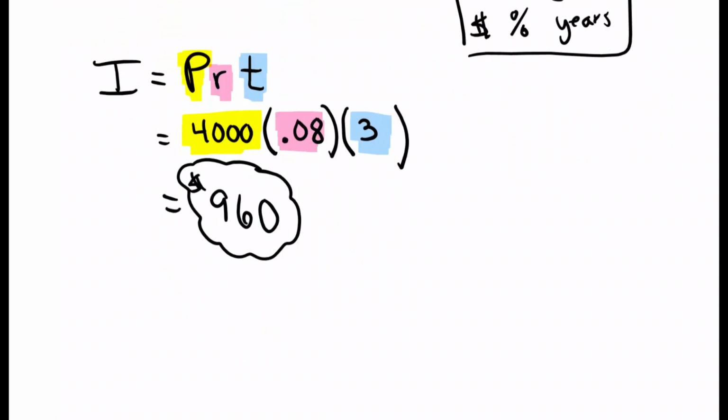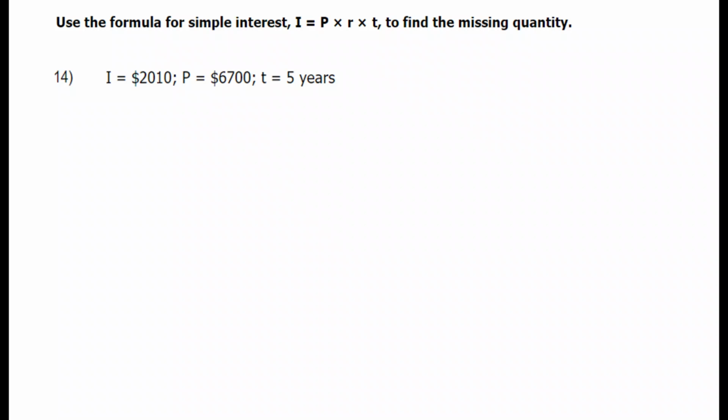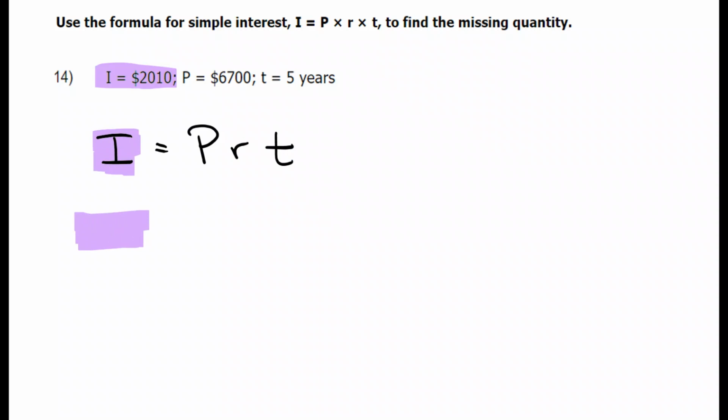Now that's number 13. 14 has the same directions. Use the formula for simple interest to find the missing quantity. This one's not quite as simple. It's still the same formula. I equals P times R times T. Except this time they gave us the interest. They gave us this value right here. So I'm going to put the $2,010 right there.